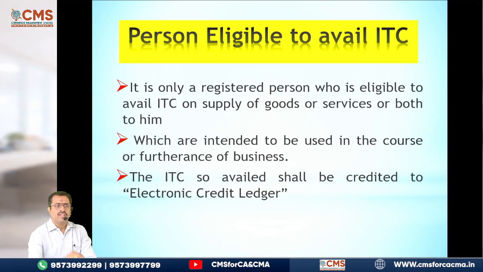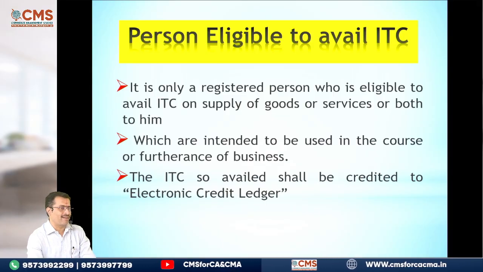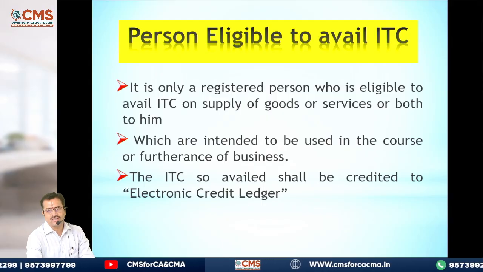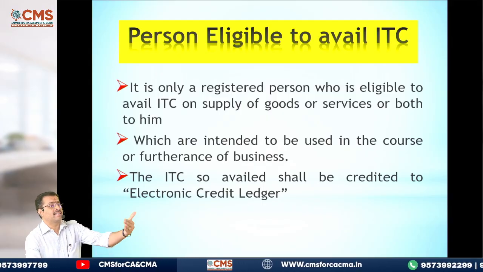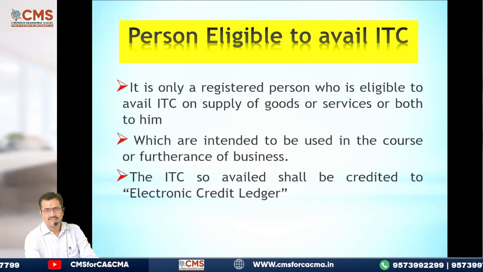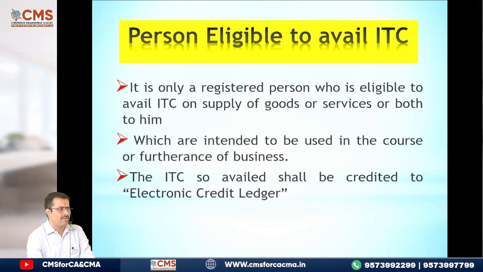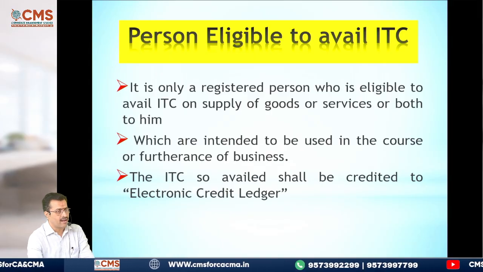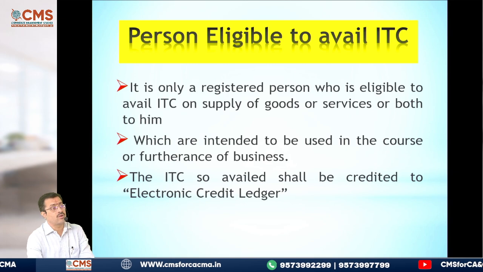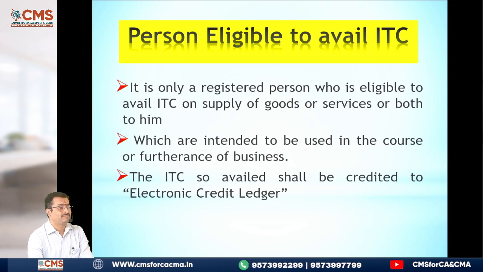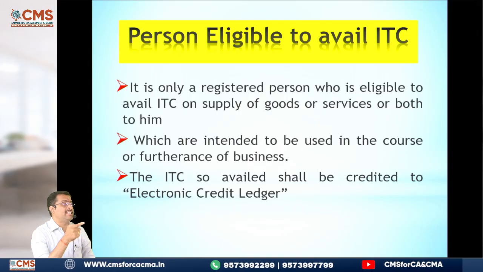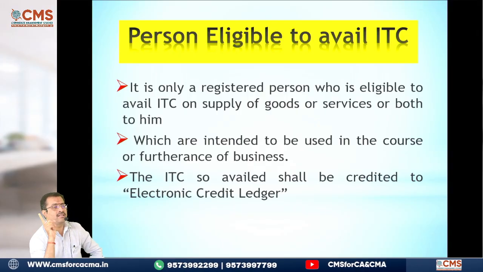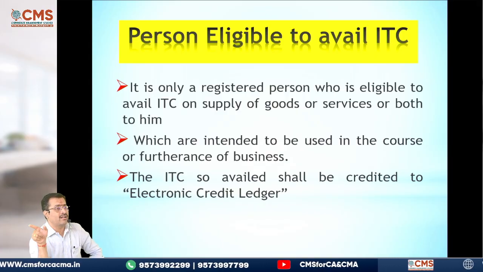Okay. Next. If the goods are lost or destroyed by fire or damaged, will you be eligible to avail ITC? Answer is no. If the goods are given away as gift or free samples, again ITC will not be available because the only logic is they are not used in the course or furtherance of business. Then to avail ITC, one more important condition is there. What is that condition? The supplier should file GSTR number 1. Then only the credit will appear to the recipient in GSTR 2A and 2B.